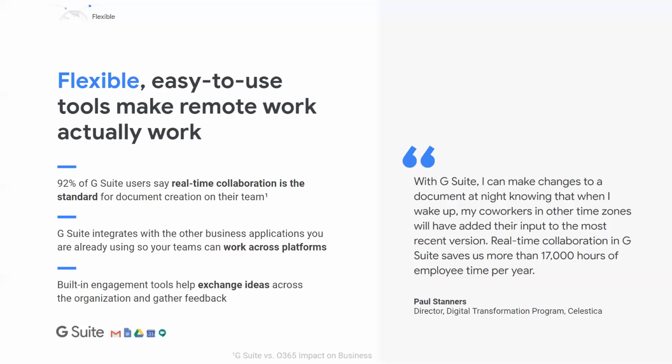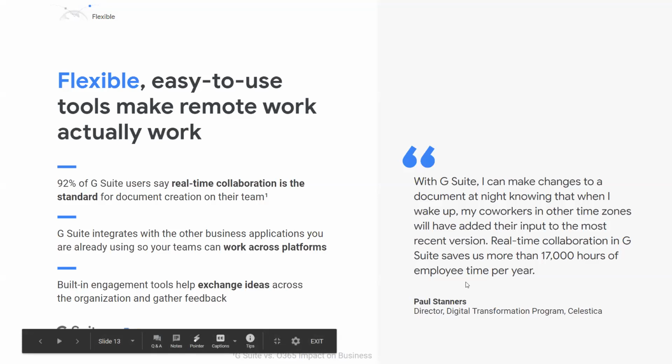So all these, the 92% of GSuite users, the data you can see here, it's not said by me or by anyone. It is actually a study done by Quadrant Strategies on GSuite versus Microsoft 365 and how it has an impact on businesses. The data says that 92% of GSuite users say real-time collaboration has become the standard for document creation for the team, whereas it is just 78% for O365 users.